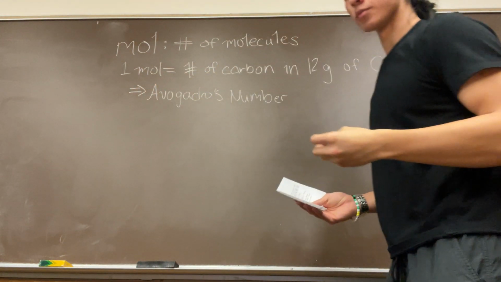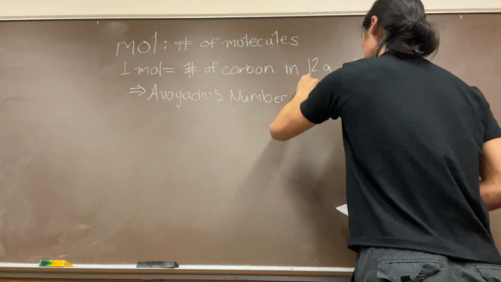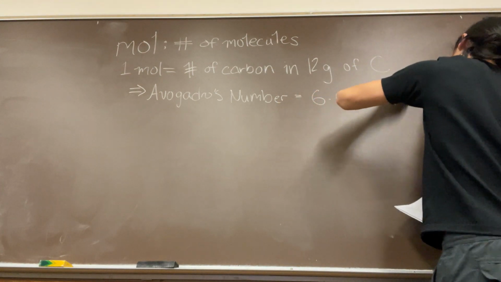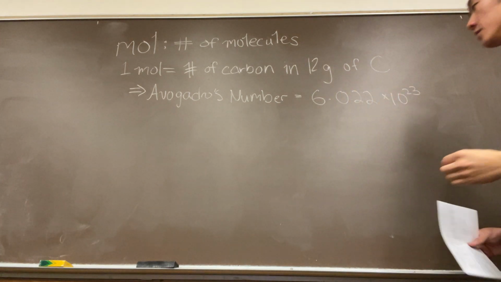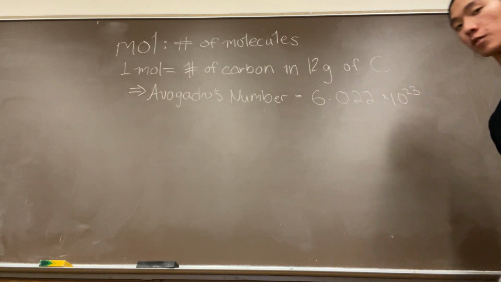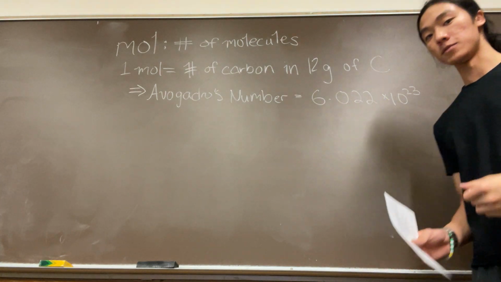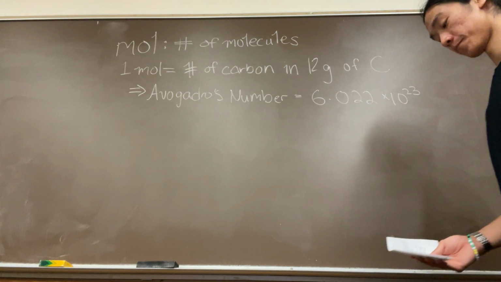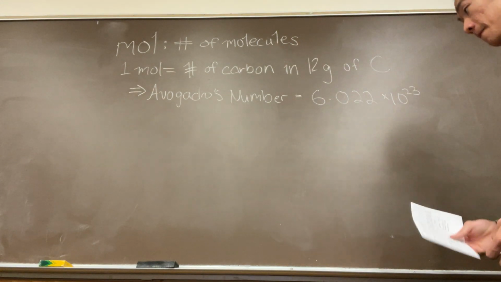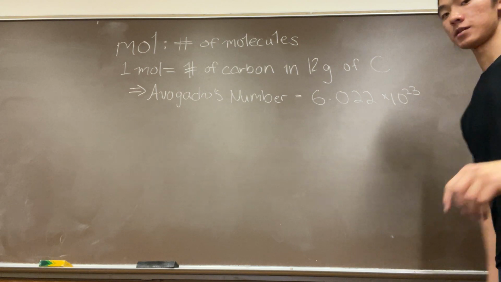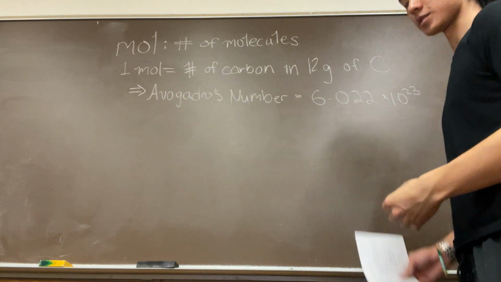And Avogadro's number, this is an important number, is 6.022 times 10 to the 23. Right, so if you have 12 grams of carbon, then you're going to have 6.022 times 10 to the 23 atoms of carbon in there. So when we think of 1 mole, just think of 6.022 times 10 to the 23. That's what 1 mole is. It's just a unit.